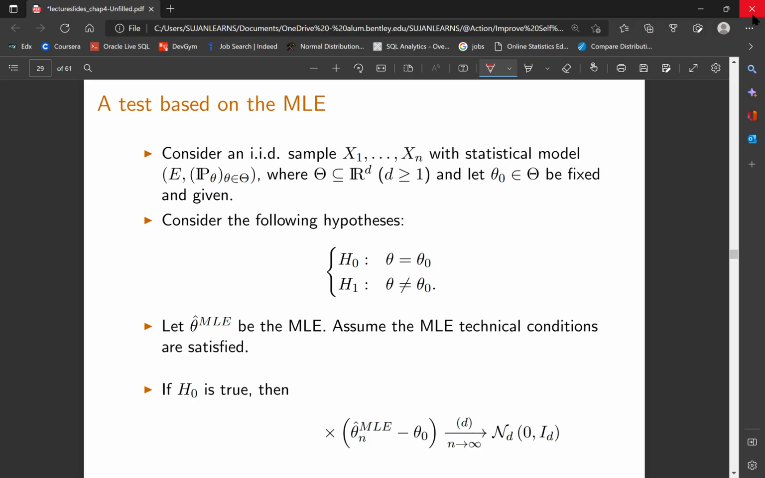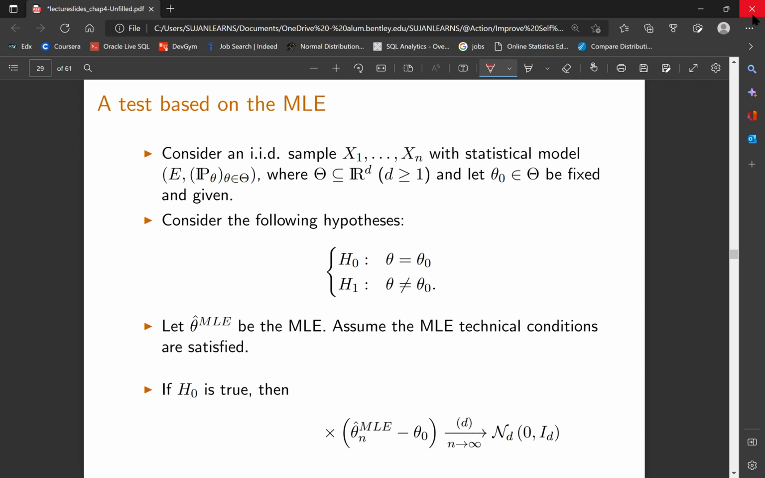Today we'll be talking about a test based on MLE. This is called Wald's test. In previous lessons, we have done a simpler test using a natural estimator. For example, that's what we did in the KISS example. But in this case, we'll use a more sophisticated version of estimation, called the maximum likelihood estimator.